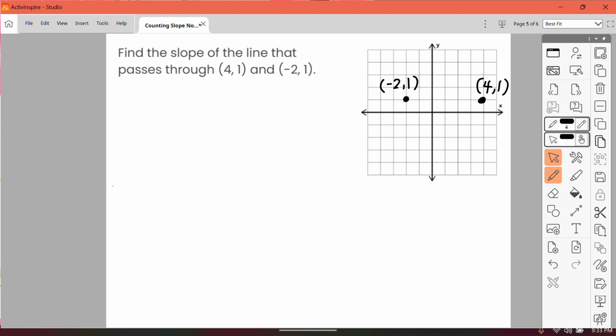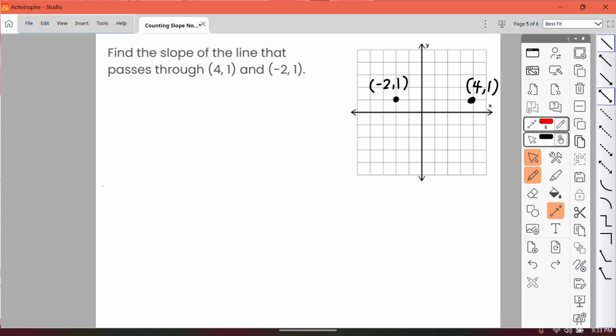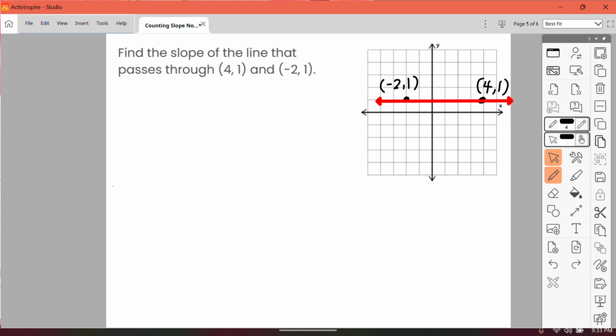And then I don't need to connect these with a line to see what kind of slope this is, but I'm going to go ahead and do it. Let me grab a line tool so I don't make a mess out of things. Ooh, that line is kind of messy, isn't it? But if I look at that red line that I just made, what kind of slope is that?